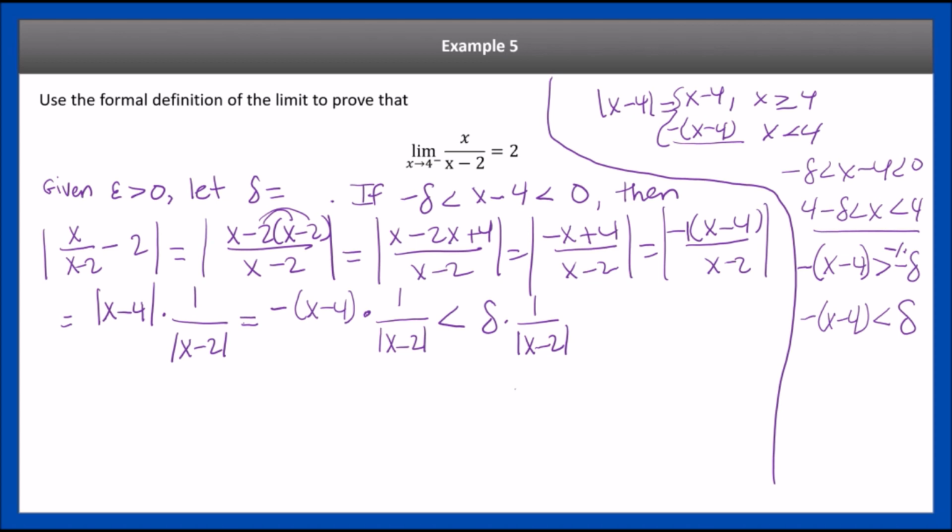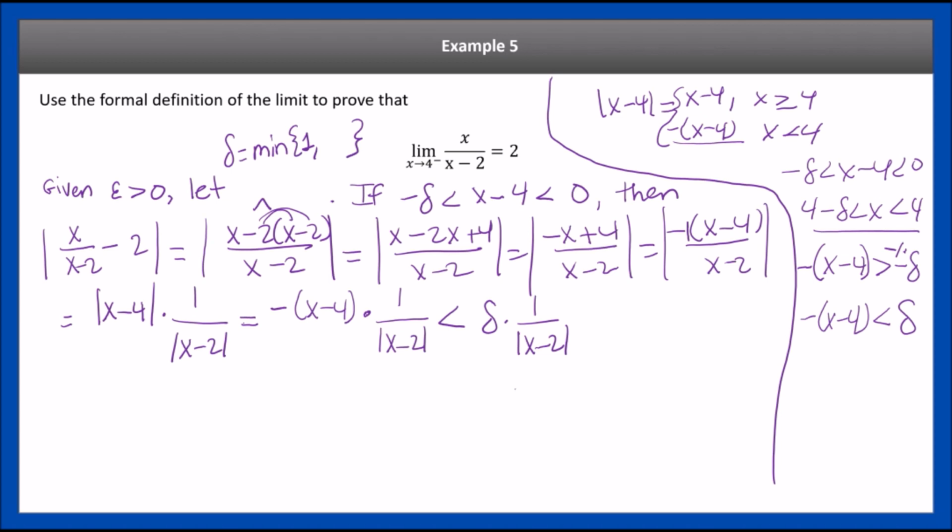Now I'm going to replace the absolute value of x minus 2 with some number using the inequality, right? So we're going to assume that delta is 1. Remember the minimum stuff. So we're going to assume that delta is the minimum between 1 and some number. I'm running out of space here, so I'm just going to insert it here. So delta is equal to the minimum of 1 and some quantity, okay?